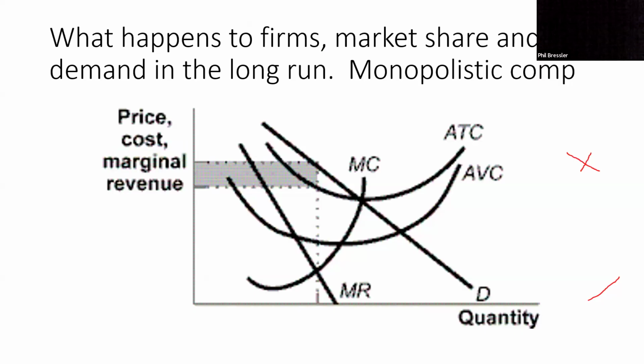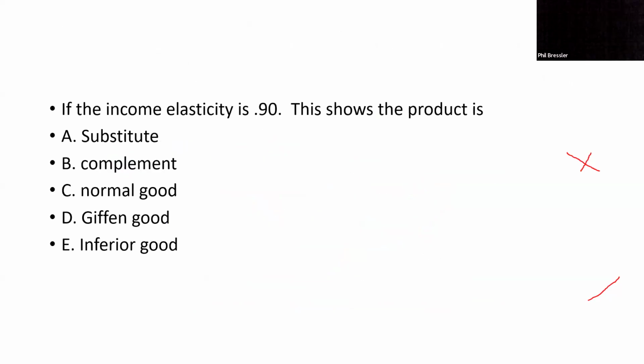Okay. So I'm showing you this. I want you to think what happens to firms, what happens to market share, which is do they have more or less customers, and what happens to demand in the long run. This is monopolistic competition. Take a minute, and then I'll ask you for your answers.